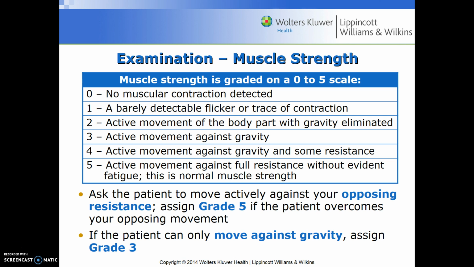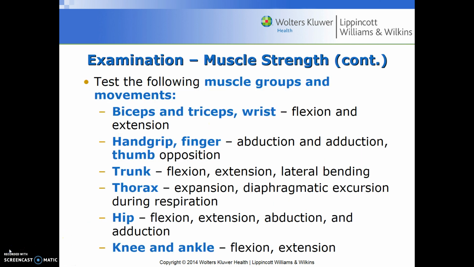Assign a 5 if the patient overcomes your opposing movement. If the patient can only move against gravity, assign a grade 3. The typical examination for muscle strength would include testing for the muscle groups and movements: the biceps, triceps, and wrist, the hand grip and finger, and the thumb opposition, trunk, thorax, hip, knee, and ankle.